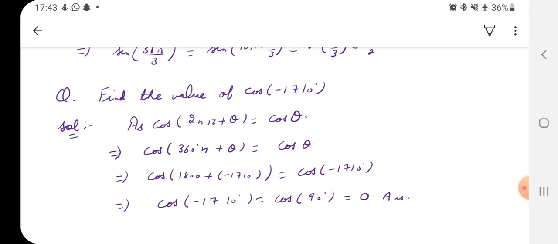So cos of minus 1710 will be equal to cos of 1800 minus 1710. That is cos of 90 degrees. So cos of minus 1710 degrees will be equal to cos of 90 degrees. Cos of 90 degrees you all know is what? It is actually 0. So you got your value of cos of minus 1710 equals 0. So this was your final answer.